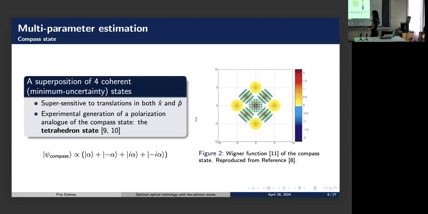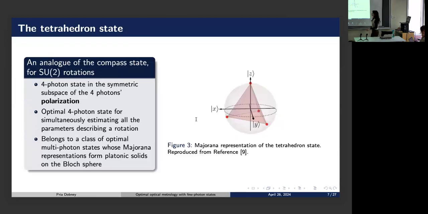So this kind of solves that problem. And recently in our lab, we experimentally generated a kind of analog of this state, but for measuring polarization rotations, and we called it the tetrahedron state. For the task of measuring rotations on a Bloch sphere, which is how we describe polarization rotations, the tetrahedron state is a state consisting of 4 photons, and it's the optimal state that gives us this Heisenberg scaling if we want to parameterize a particular rotation.